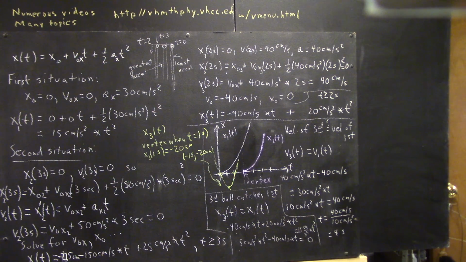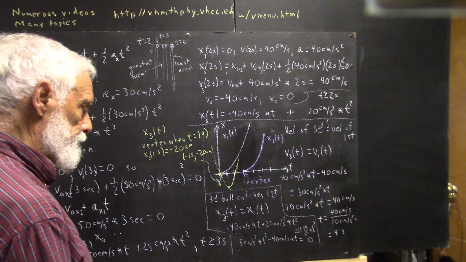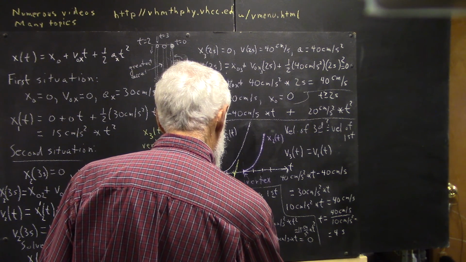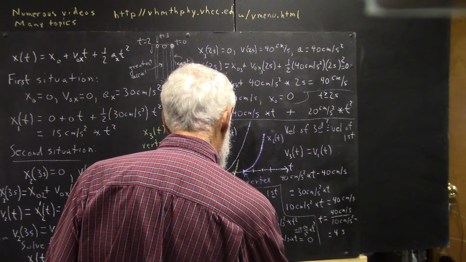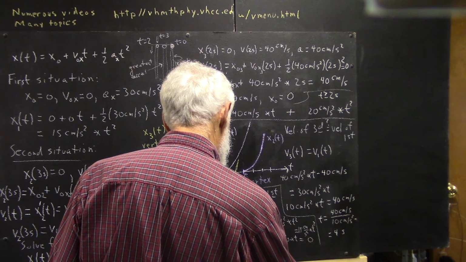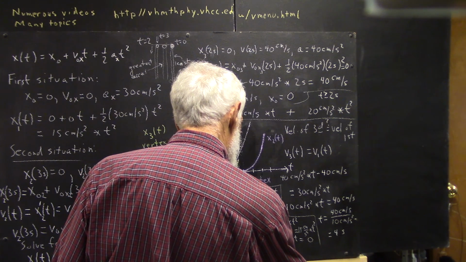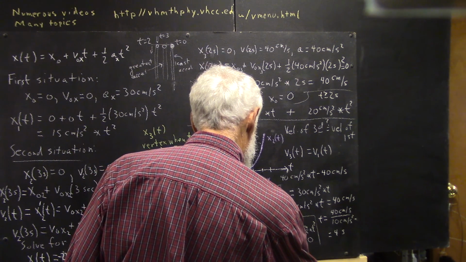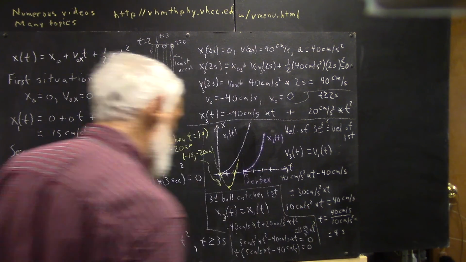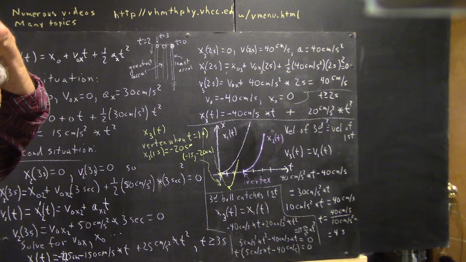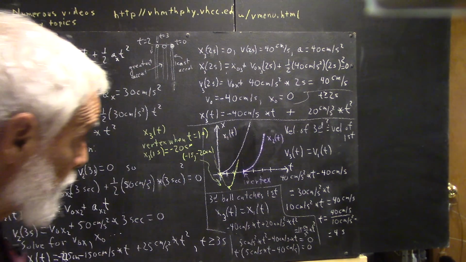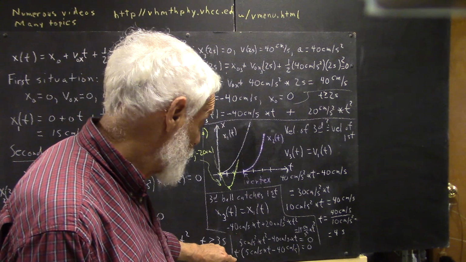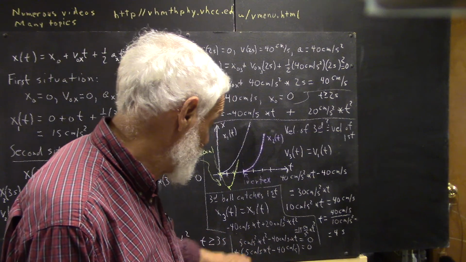by factoring. We get t multiplied by 5 centimeters per second times t minus 40 centimeters per second equals 0. Now by the zero property of multiplication, this product is 0 if t is 0, this term is 0, or if this term is 0.